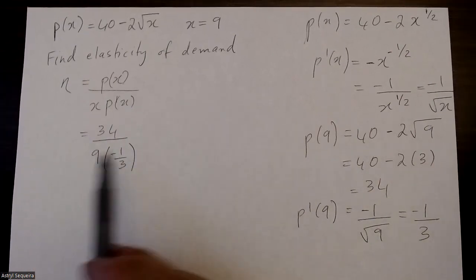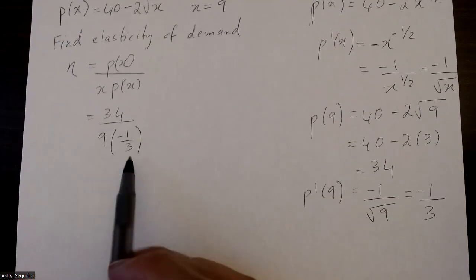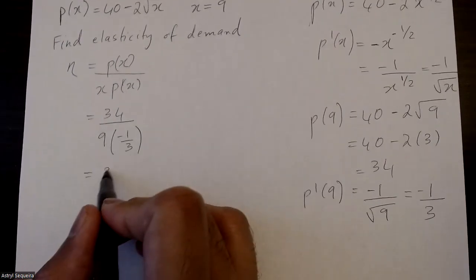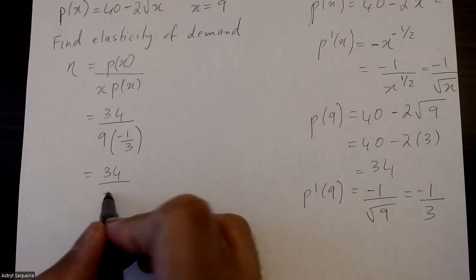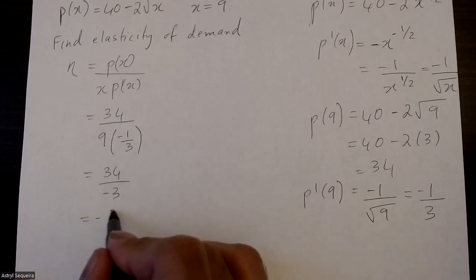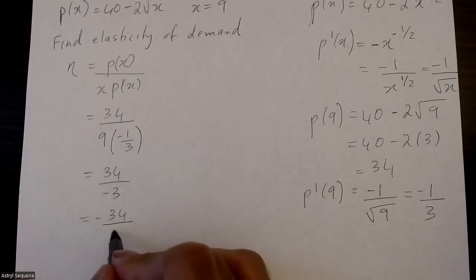So that's basically the elasticity over here. 9 times negative 1 over 3 is just negative 3. So I have 34 over negative 3, which is basically just negative 34 over 3.